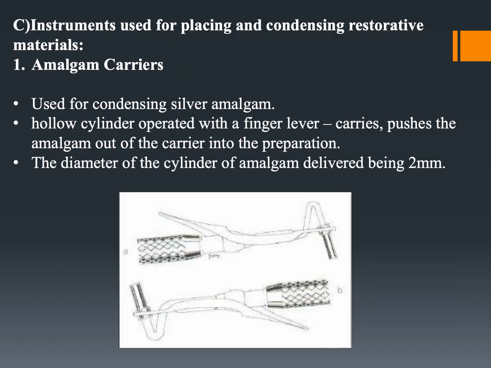Then come the instruments which are used for placing or condensing the restorative material. So number one is going to be the amalgam carriers. These amalgam carriers help in carrying the amalgam and placing it inside the cavity which we have prepared. So it has a hollow cylinder and based on the finger lever, it helps to carry the amalgam and place it in the preparation.